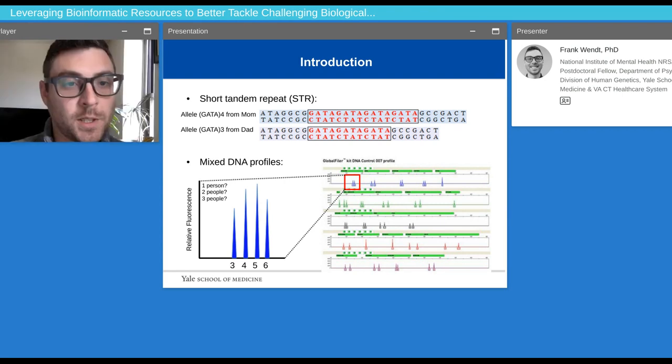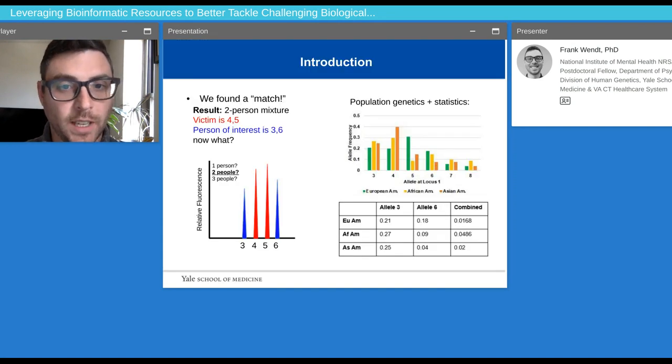We can also have an instance where we observe several alleles at a locus. So in this example, I'm now showing you that same locus, but we have 4 triangles or 4 peaks. So is this a 1-person profile? Is this a 2-person profile? Is this a 3-person profile? We can occasionally, with some additional information, say, hey, we found a match.